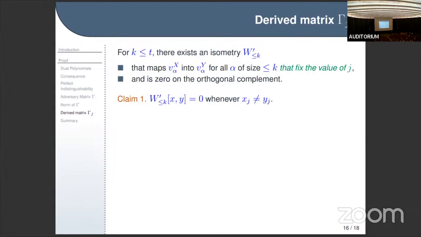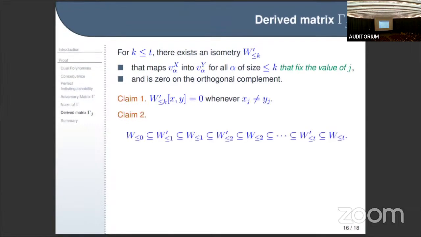So it's 0 whenever xj is not equal to yj. Why? Because alpha fixes j, and so if I have a fixed value of j here, it maps to the same fixed value of j here, so it doesn't go outside of this subspace. So for example, all the vectors with j equal to 7 are mapped to vectors with j equal to 7, so they're living in that block. The sum of isometries goes along the diagonal, so it's a block diagonal matrix.